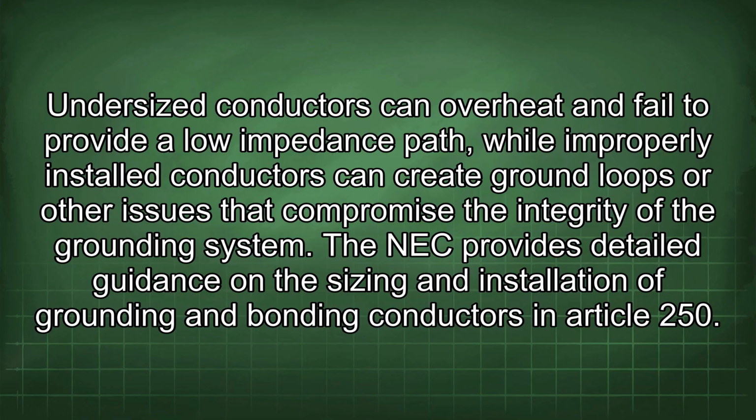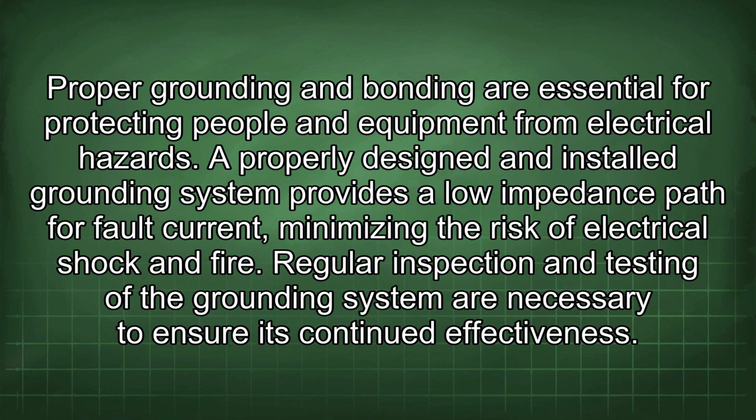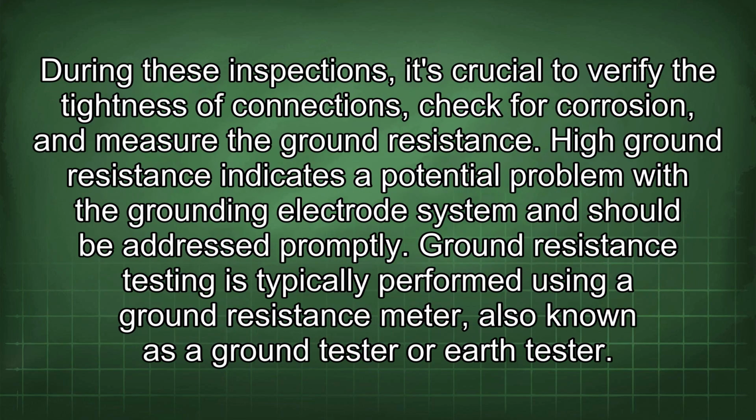The NEC provides detailed guidance on the sizing and installation of grounding and bonding conductors in Article 250. Proper grounding and bonding are essential for protecting people and equipment from electrical hazards. A properly designed and installed grounding system provides a low impedance path for fault current, minimizing the risk of electrical shock and fire. Regular inspection and testing of the grounding system are necessary to ensure its continued effectiveness. During these inspections, it's crucial to verify tightness of connections, check for corrosion, and measure the ground resistance. High ground resistance indicates a potential problem with the grounding electrode system and should be addressed promptly.